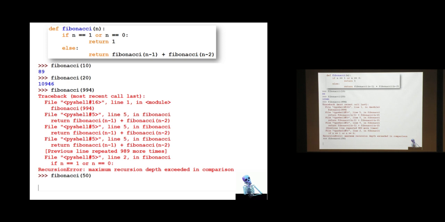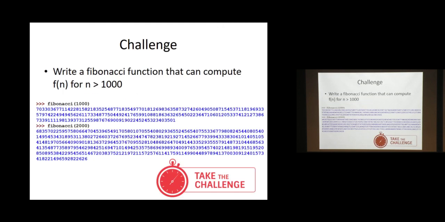Fibonacci of 50. Try it. You'll find that it takes a long time to run. It's very slow. Okay. This is the answer for Fibonacci 2000. This is written in Python, a very simple program.